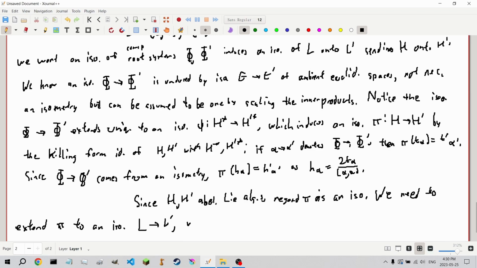Which we will obviously, which must send a root system to its corresponding root space. Now, it says the question arises: to what extent can we hope to specify in advance the element of L prime alpha prime to which a given x alpha of L, a root space, should be sent?